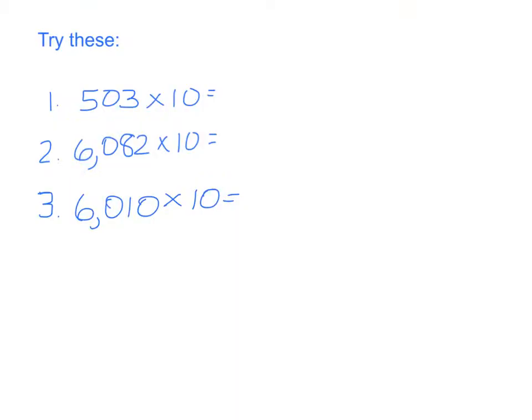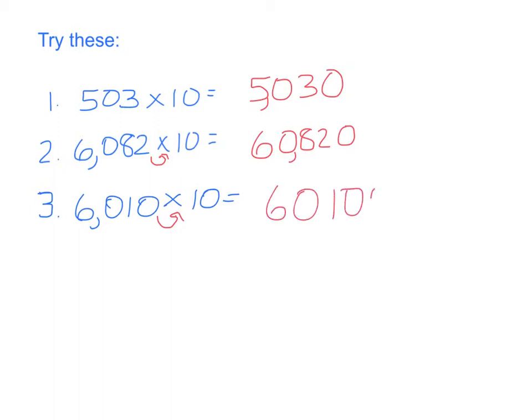Pause the video while you work these 3 out. On the first one, if we move the decimal to the right one place, it allows us to add the 0. So 5,030. This one, number 2, if we move the decimal to the right one place, that makes us 6082 and an empty spot for a 0. So 60,820. And on number 3, if we go one place right with our decimal, then we get 60,100.